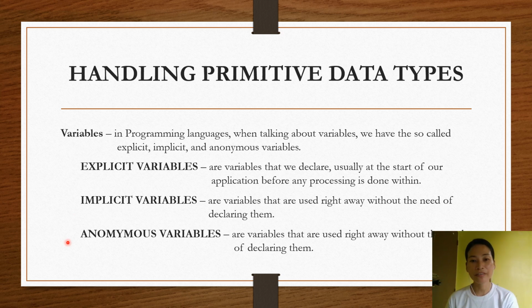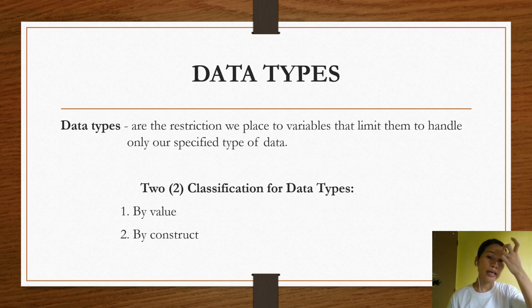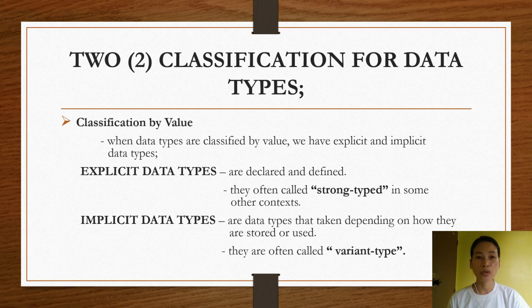Anonymous variables are variables that are used right away without the need of declaring them as well. Data types are the restriction we place on variables that limit them to handle only our specified type of data. There are two classifications of data types. They are classified by value and by construct.